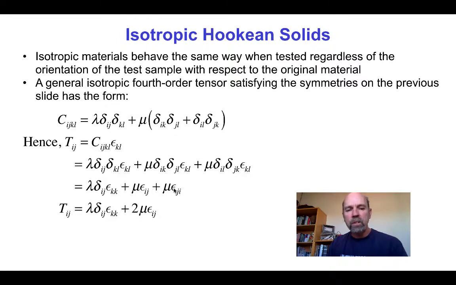Now, epsilon ij and epsilon ji are equal to each other because the Cauchy strain is symmetric. So therefore, this further reduces to Tij equals lambda times delta ij, the Kronecker delta, times epsilon kk, the trace of the Cauchy strain, plus 2 mu times epsilon ij.